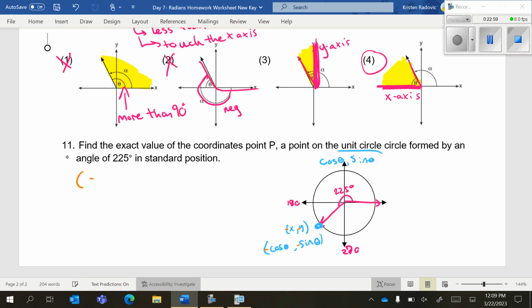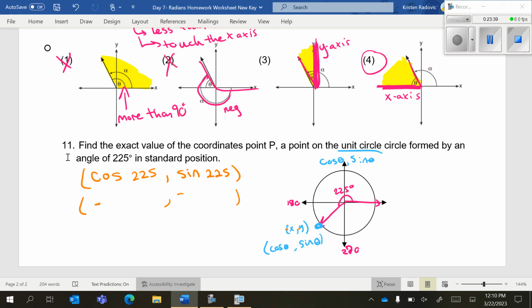What we're trying to find here is negative cosine of, well, never mind, scratch that. So what we have is cosine of 225 degrees. And we have sine of 225 degrees. That is going to be your coordinate. And we know because we're in the third quadrant, we're going to get a negative value for x and a negative value for y. Negative for cosine, negative for sine.